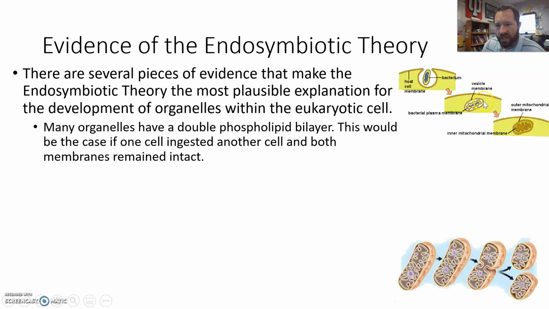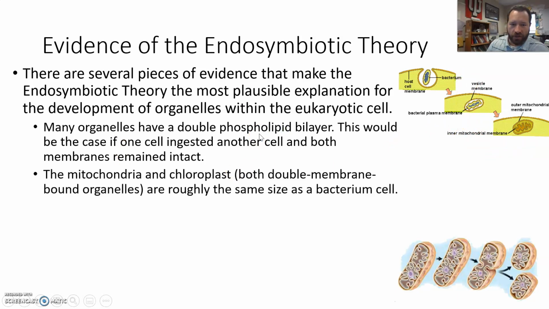We have the cell inside of a cell. The host cell has its own membrane there, and the cell that was swallowed has its own membrane. That leads to a double membrane. And when we get to a lot of the organelles, we'll notice that they have two membranes. This is probably why.